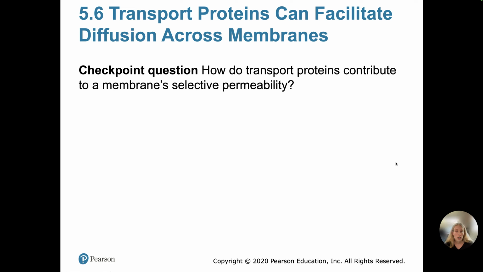A quick checkpoint question on facilitated diffusion. How do transport proteins contribute to a membrane's selective permeability? Think about that for a second and then we'll come back together.